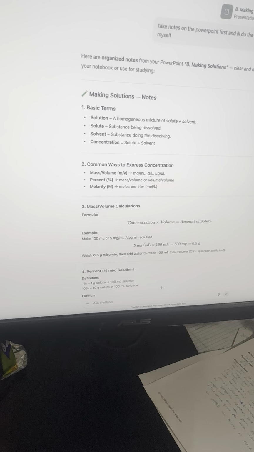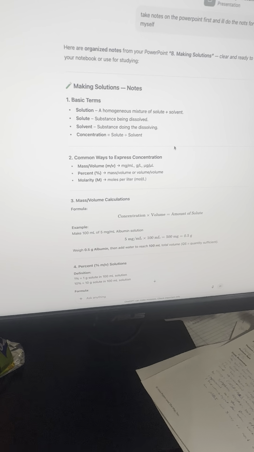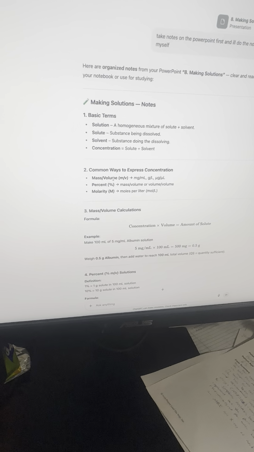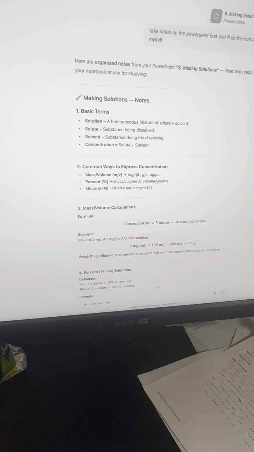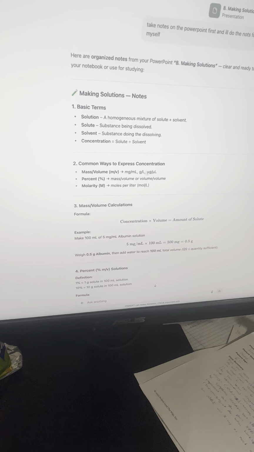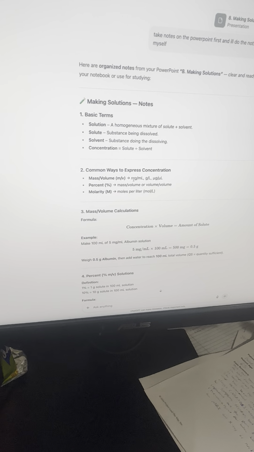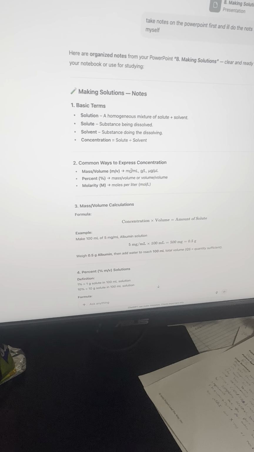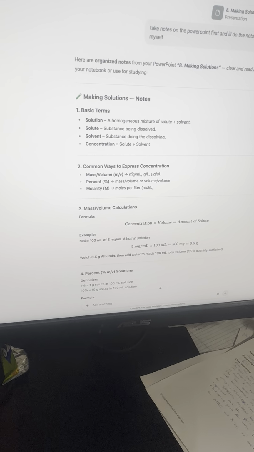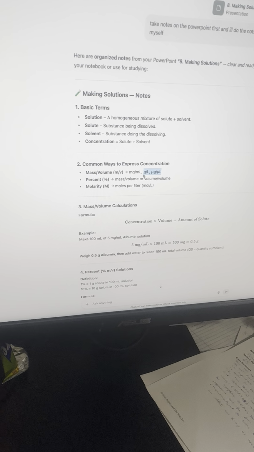Okay, and then to express concentration, remember concentration is solute divided by solvent. So you have mass over volume, which is M/V, which is mg/ml, or grams per liter, and make sure they're all in the same unit. Like if you have mg over L, try to convert it into mg over ml, just so it's a little easier, and keep all of them in the same value so you don't get confused.